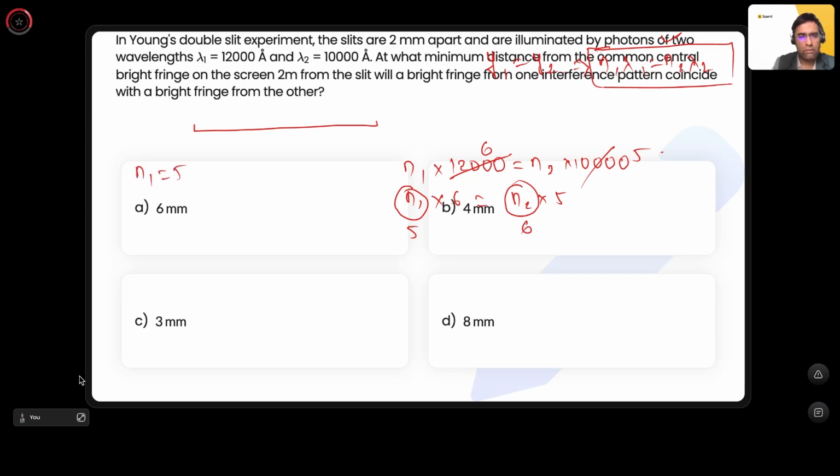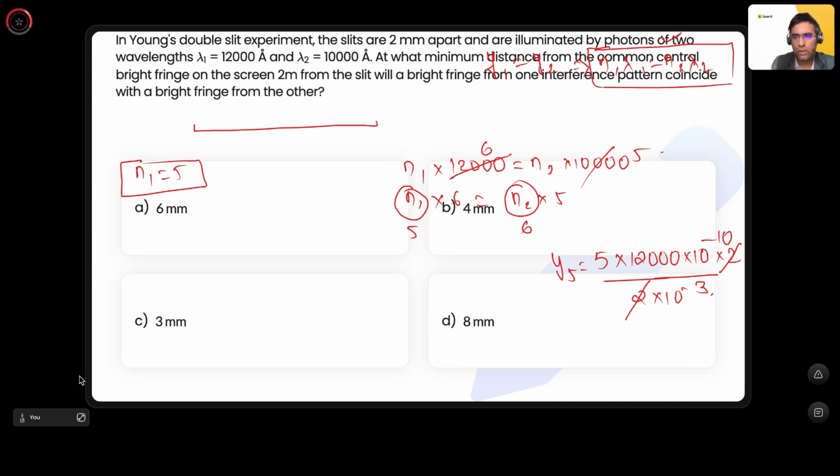So, n1, let's say हम 5 से बात करते हैं, okay? वो दोनों की bright fringe है, तो फर्स्ट वाले के लिए अपन y5 निकाल लेते हैं, तो y5 जो हो जाएगा वो 5 into lambda 1, that is 12,000 into 10 to the power -10. Capital D is 2 upon small d, 2 into 10 to the power -3. So if we solve this, I'll get 5 mm. Sorry, 6 mm. This will be my answer. 5 into 12, 6 का number मिलेगा.